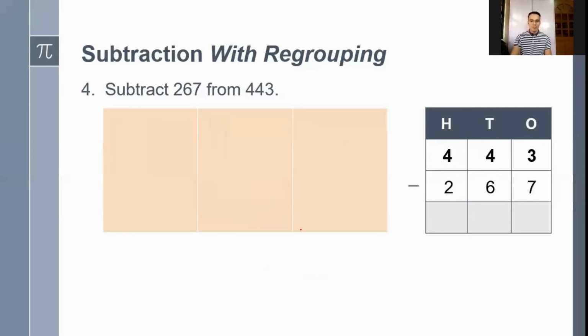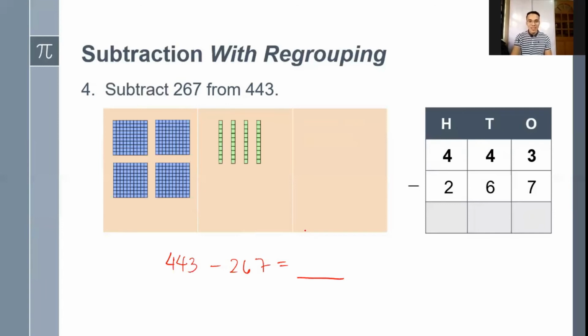Number 4. Subtract 267 from 443, or 443 minus 267 is equal to what number? In number 443, there are 4 hundreds, 4 tens, and 3 ones.